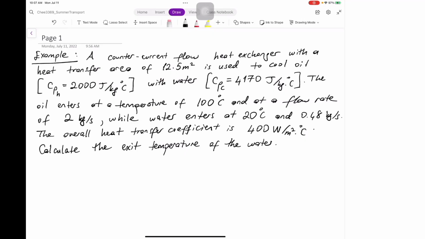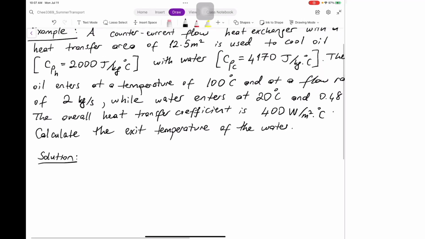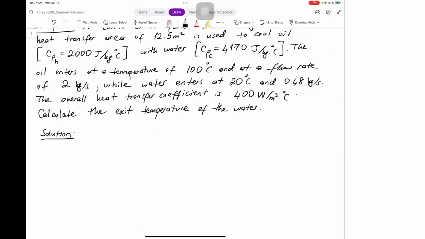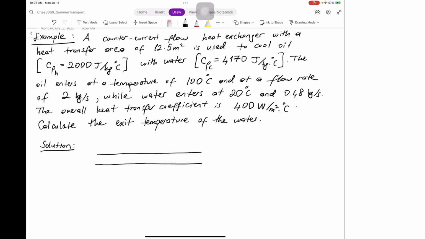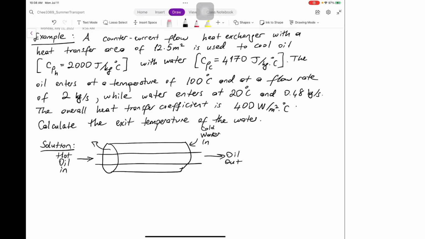Okay. Solution. Okay, I think it's a good idea to draw a schematic. It always helps. You have a pipe. I guess it's better to let the hot inside the inner tube. So the oil in, oil out. This is hot oil in. And then you have outside water flowing in the other direction. Cold water in, water out. Okay, so that's the arrangement.